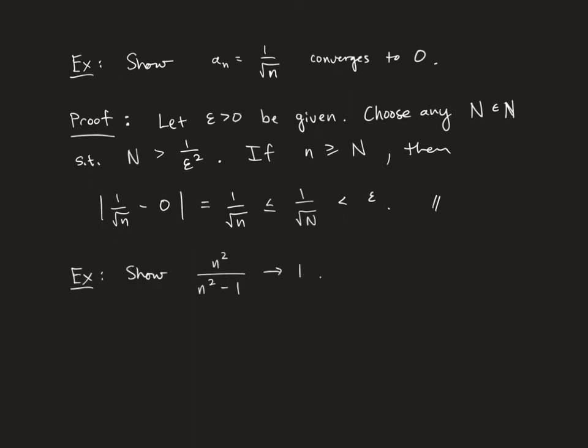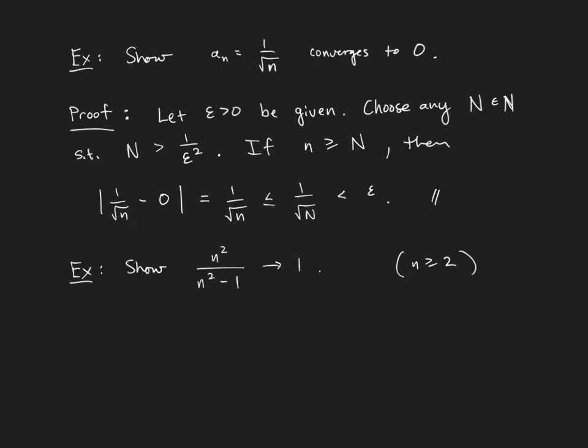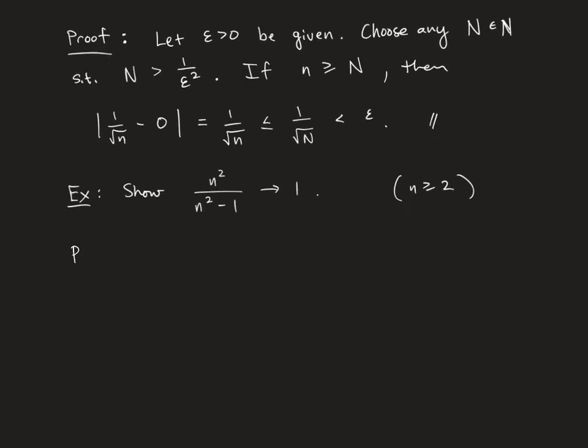Okay, so let's look at another example and see if we can't make this make even more sense. So we're going to show that this sequence here, n squared over n squared minus 1, where n is bigger than or equal to 2. In this case, n equals 1 isn't well defined, so our sequence is starting somewhere different than 1. But we're going to show that this sequence converges to 1. Okay, so our proof.